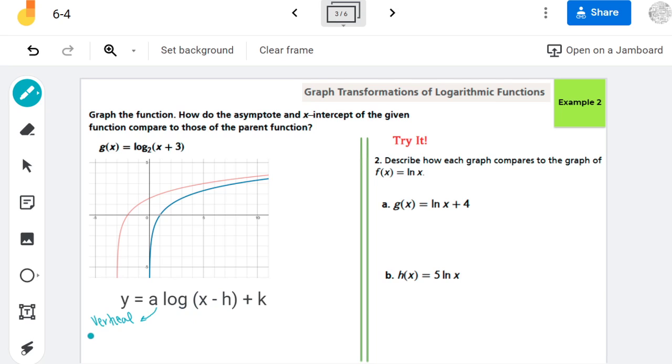So if you have a negative A value, you're going to have a vertical reflection. If the actual number for A is bigger than 1, you're going to have a vertical stretch. And if the number for A is between 0 and 1, you're going to have a vertical compression.